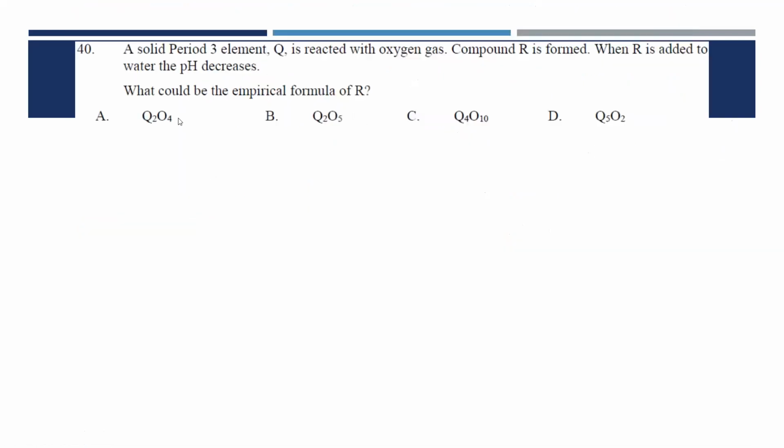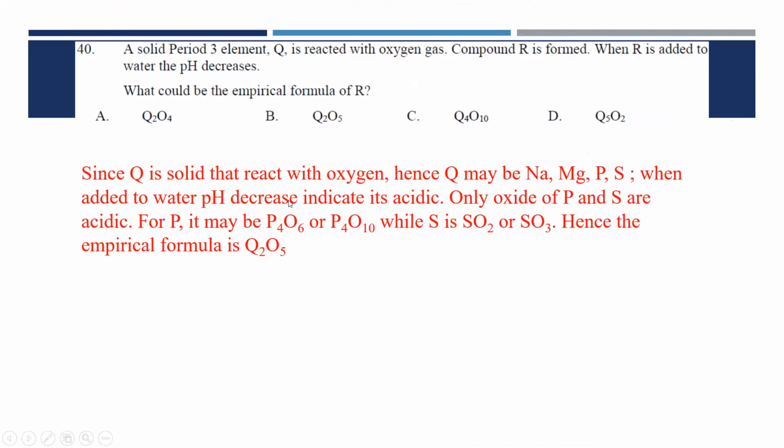Finally, for question number 40, a solid of the element Q reacts with oxygen gas, compound R is formed. When R is added to water, the pH decreases. So what could be the empirical formula for R? Q is a solid, so Q may be sodium, magnesium, phosphorus, and sulfur. When added to water it decreases the pH, that means it is acidic, so it is only phosphorus and sulfur. For P, it could be P4O6 or P4O10. Sulfur could be SO2 and SO3. So the possible formula is Q2O5 because it is the empirical formula for P4O10.